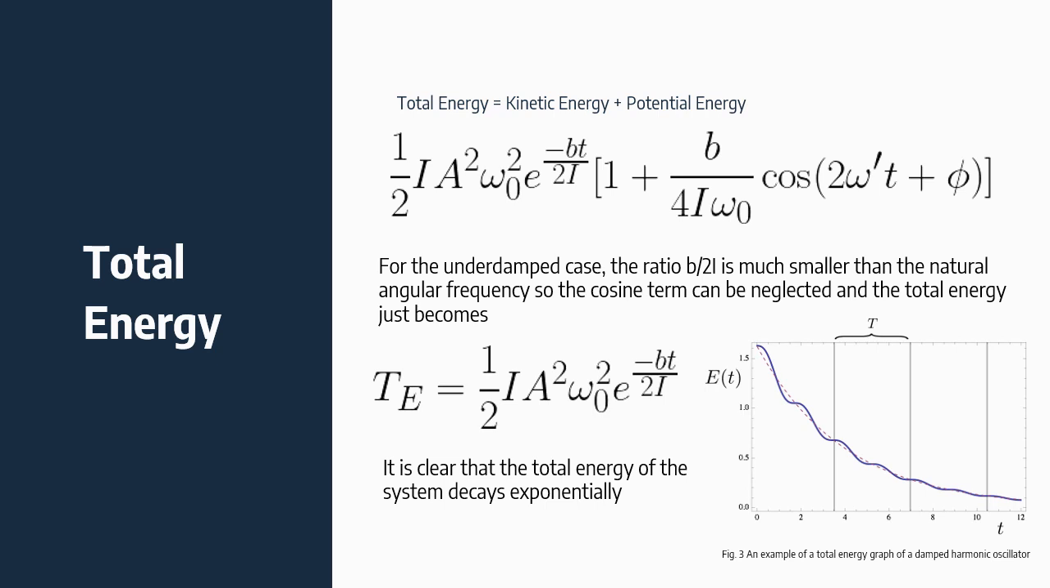So this really shows that the total energy of the system is actually exponentially decaying. Figure 3 shows an example of this process happening, that the total energy of this oscillator is decaying with time until it finally becomes 0, and at t equals 0, the total energy is the elastic potential energy stored in the band.